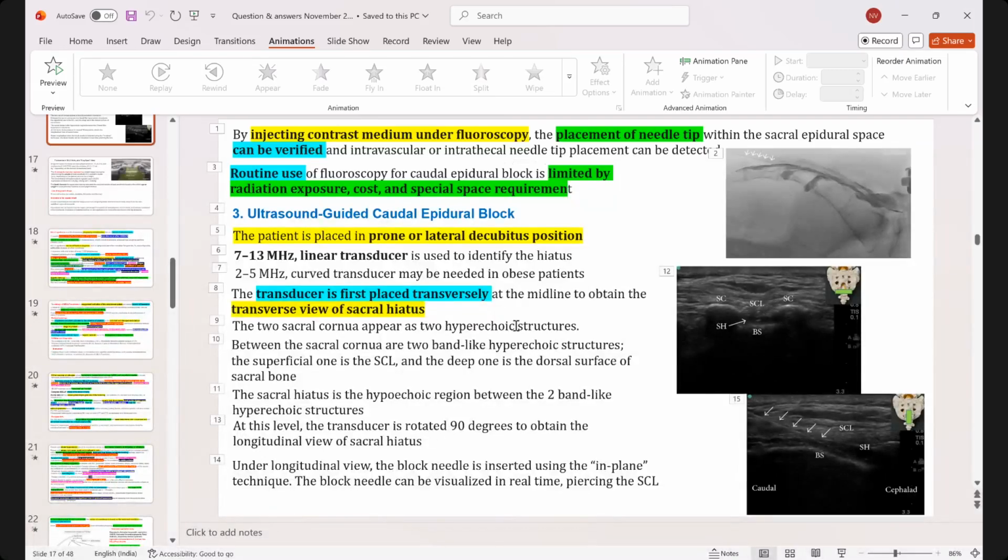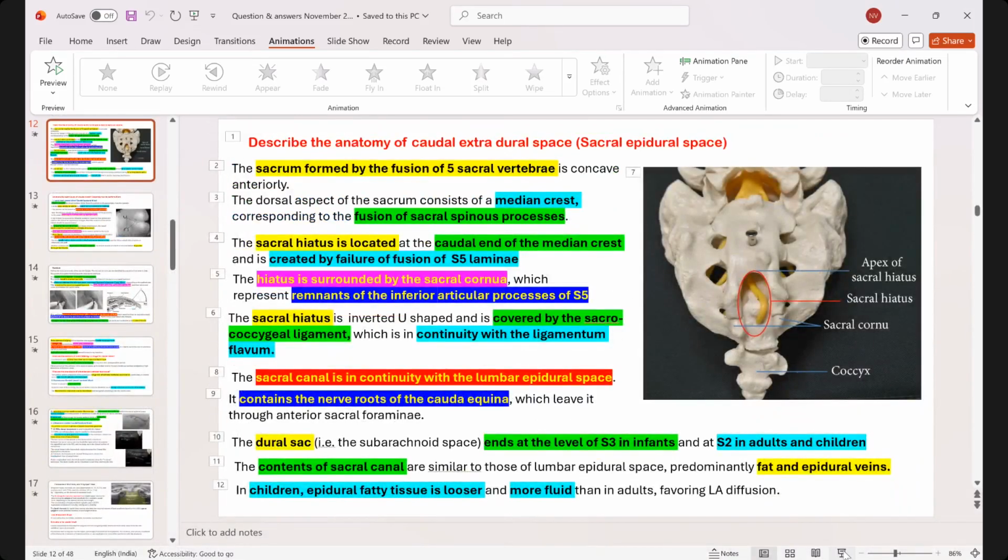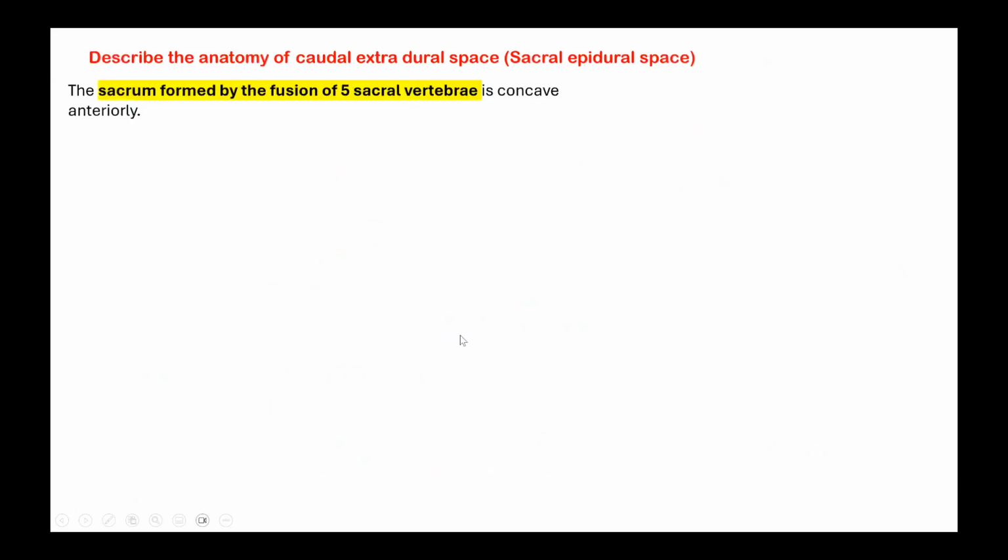Describe the anatomy of the caudal space. That is the first thing that we have to say. It's also called the sacral epidural space. Caudal, the other name is also sacral, because it is the sacral bone which has this epidural space. So the sacrum is formed by the fusion of five sacral vertebrae.